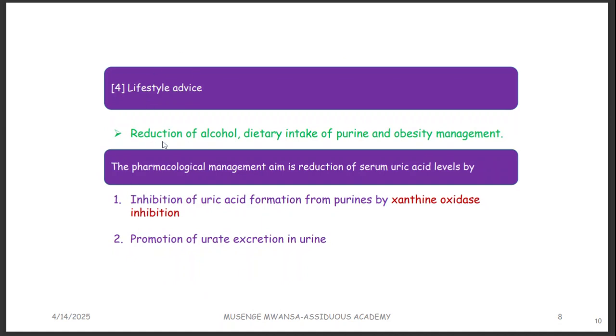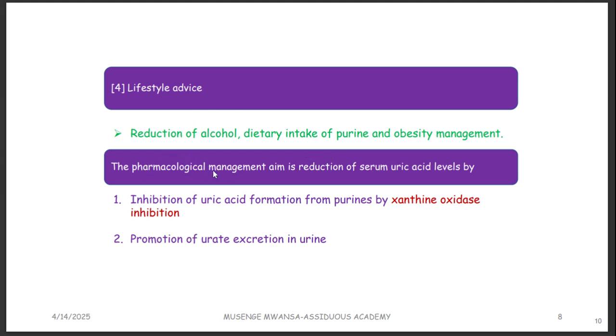Lifestyle advice that you want to give: reduction of alcohol, dietary intake of purine, and obesity management. Yes, this is going to be worsening it, so I want to help the patient by advising them to reduce on that. Also, the dietary intake. Remember the purines. Okay, so it's the breakdown of these purines that is actually leading to all the problems here. So you want to restrict the intake of purines and also manage obesity.